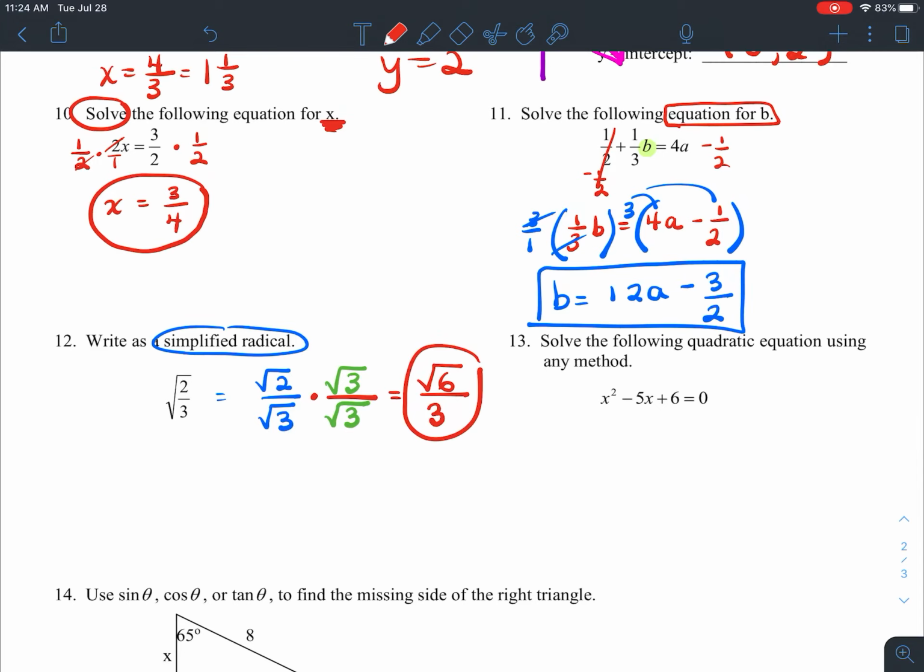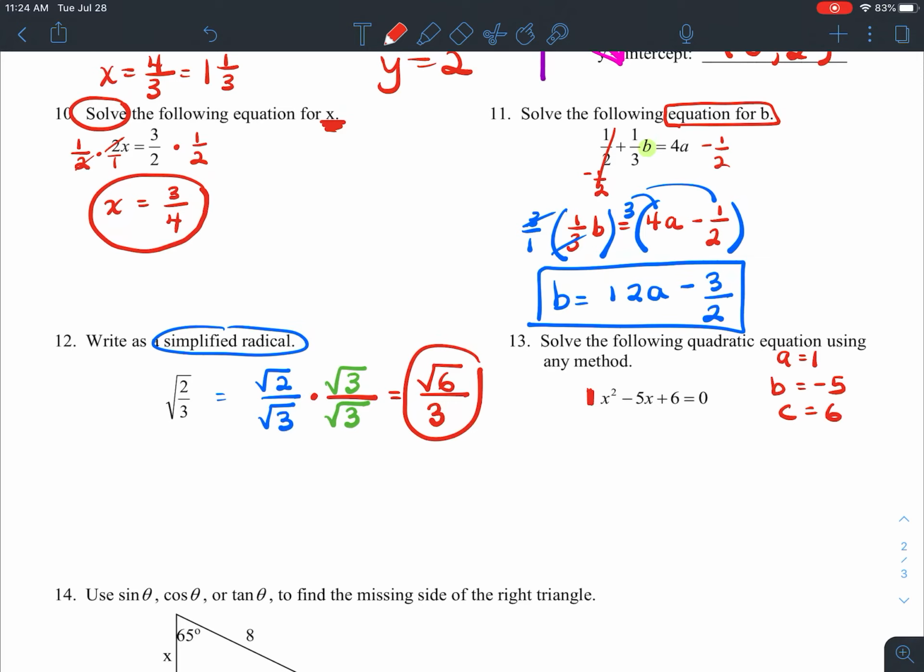Okay, they're asking us on number 13 to solve the following equation using any method. I'm going to choose the factoring method. That's definitely something that we'll be doing quite a bit of this year. Okay, factoring, everything needs to be moved to one side, which it is. It needs to be in descending order, which we have. I'm going to go ahead and identify the a as a 1. That's the number in front of x squared. The b is a -5, and the c is a 6.